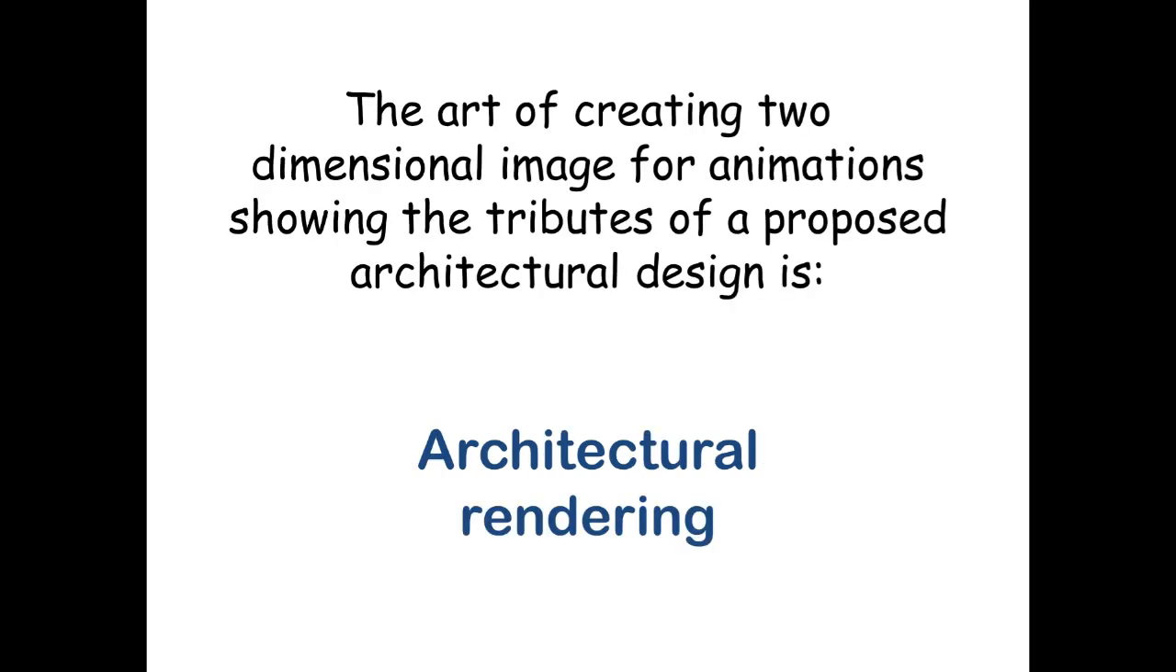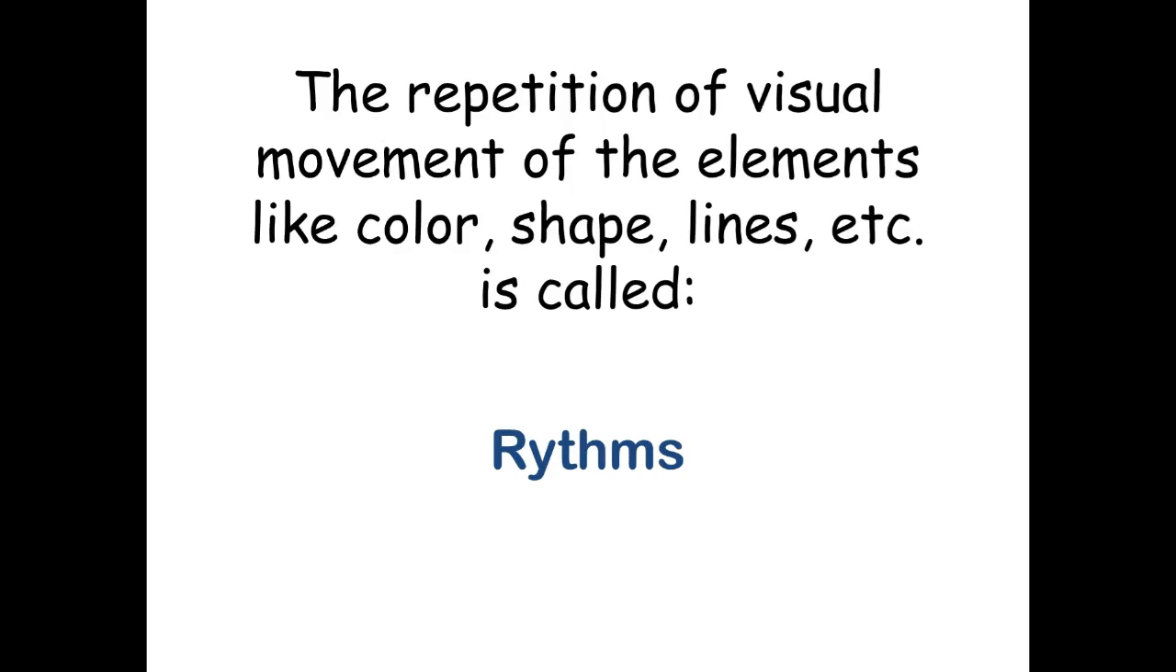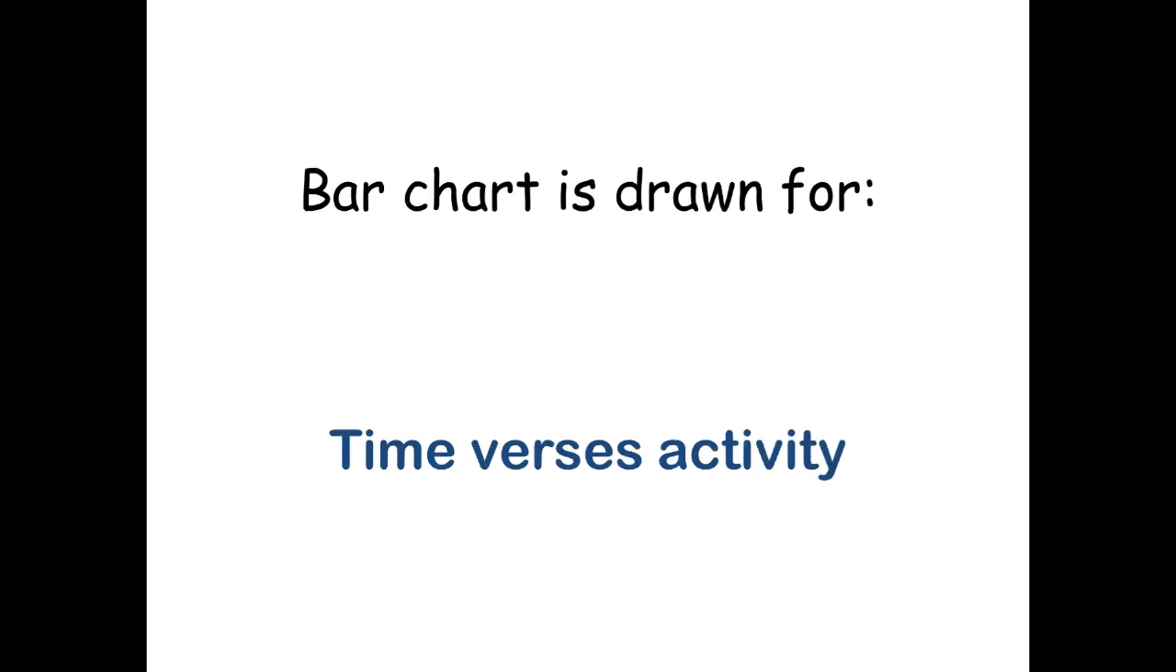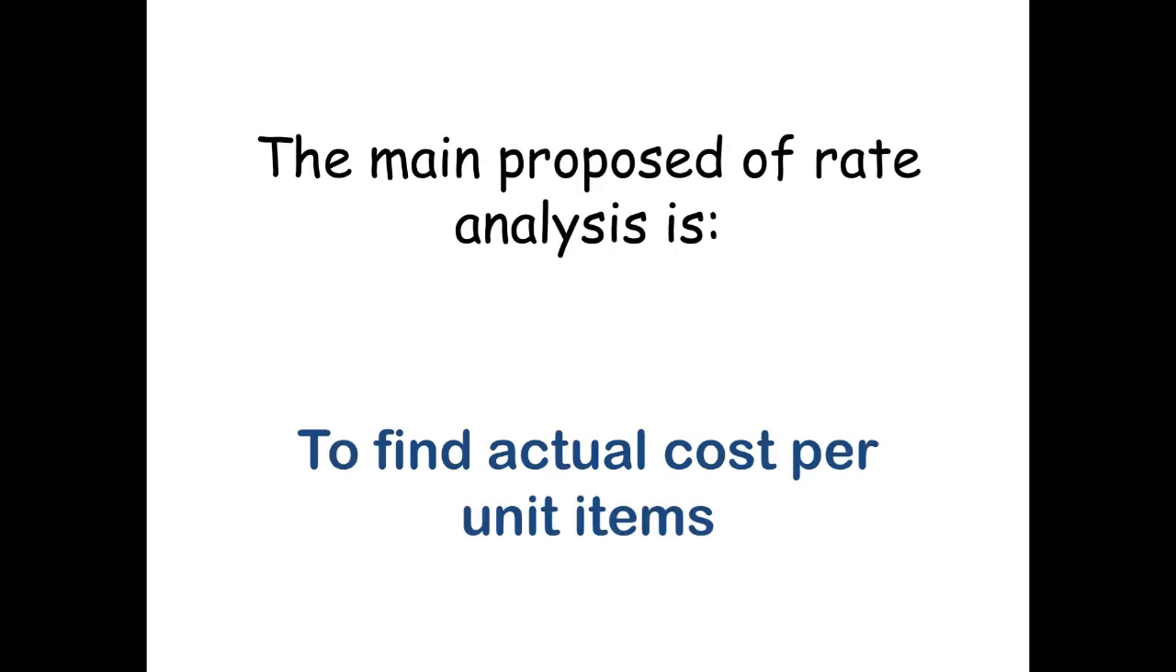The art of creating two-dimensional image for animations showing the attributes of a proposed architectural design is architectural rendering. The repetition of visual movement of the elements like color, shape, lines, etc. is called rhythms. The primary colors are red, yellow, and blue. Bar chart is drawn for time versus activity. The main purpose of rate analysis is to find actual cost per unit items.